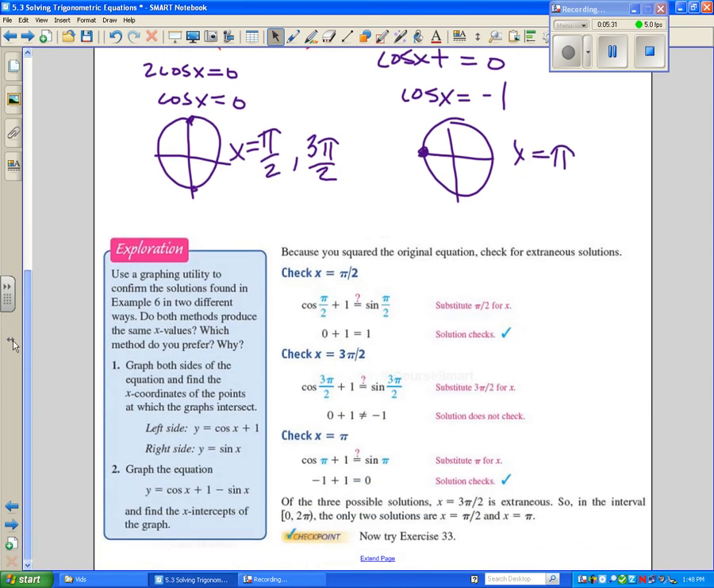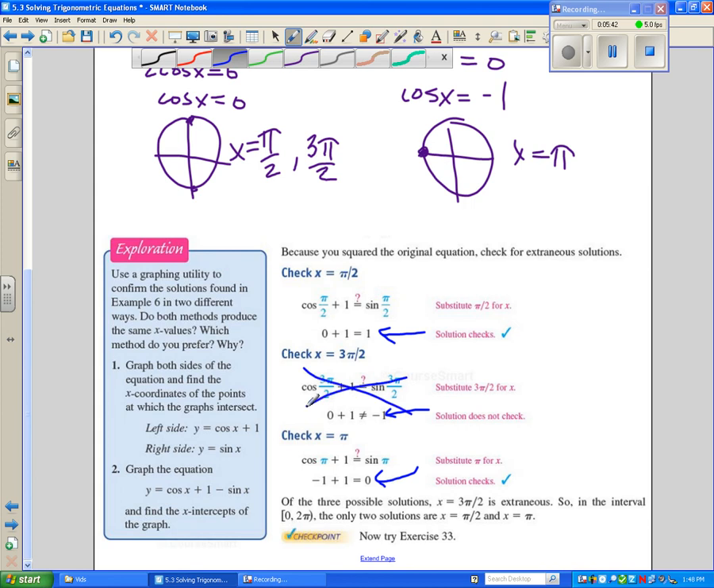Check out those solutions. I have this from the book. I just pulled it up to show you what they did. This checks to be true. This does not check to be true, but this one checks. Therefore, obviously, the one that does not check does not actually work out.